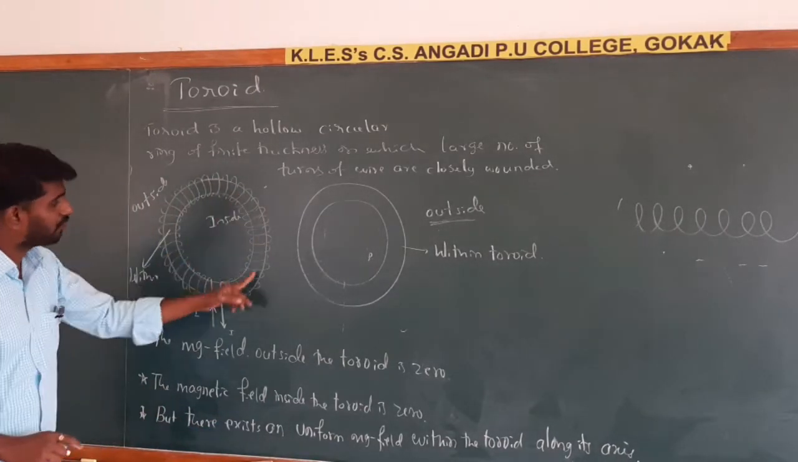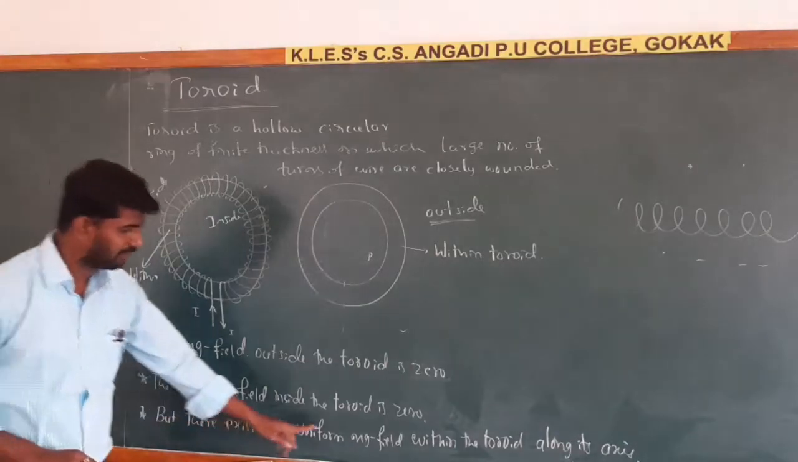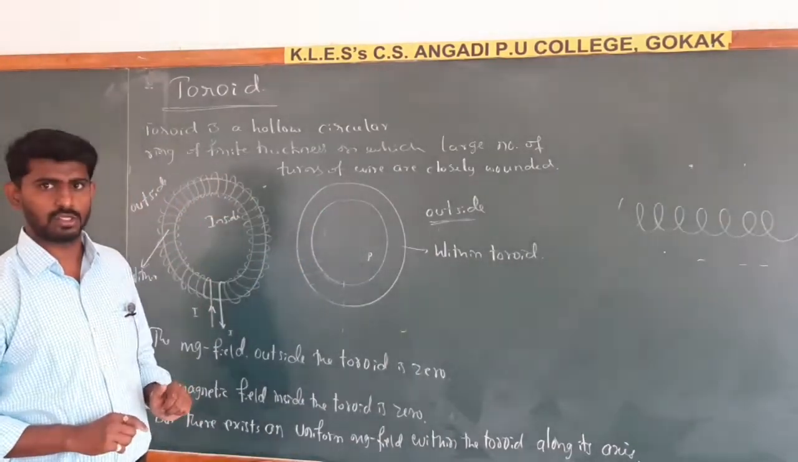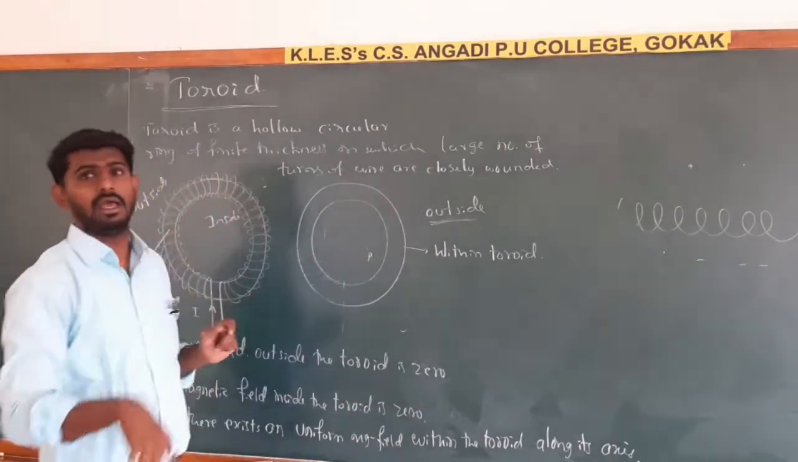But there is a uniform magnetic field. There is a uniform magnetic field within the toroid. So why does it have to be there? Why does it have to be a magnetic field?